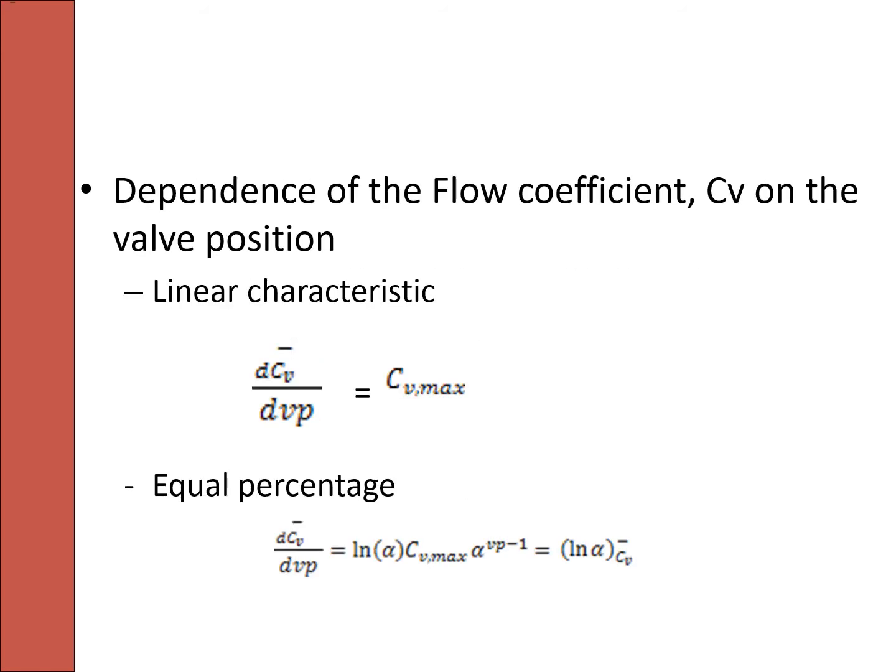Okay, the next term is the dependence of the flow coefficient on the valve position. For the linear characteristic, the dependence of flow coefficient over valve position is equal to Cv max. For the equal percentage, the dependence of flow coefficient over valve position depends on ln alpha times Cv max times alpha to the power of Vp minus 1. In other words, we can simplify to this one.